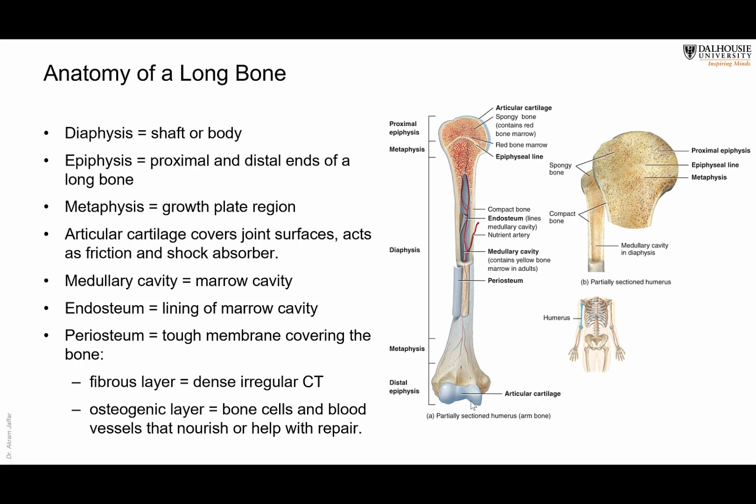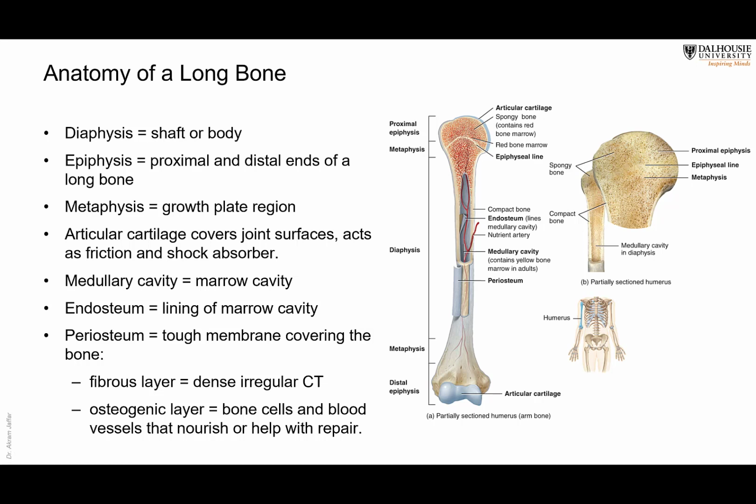There's a cavity in the shaft of the bone, in the diaphysis, which is called the medullary cavity, and this contains bone marrow. Usually this bone marrow in adult life is yellow bone marrow, because the red bone marrow will be present between the plates of the spongy bone at the ends of the epiphyses and the metaphyses of the long bone.